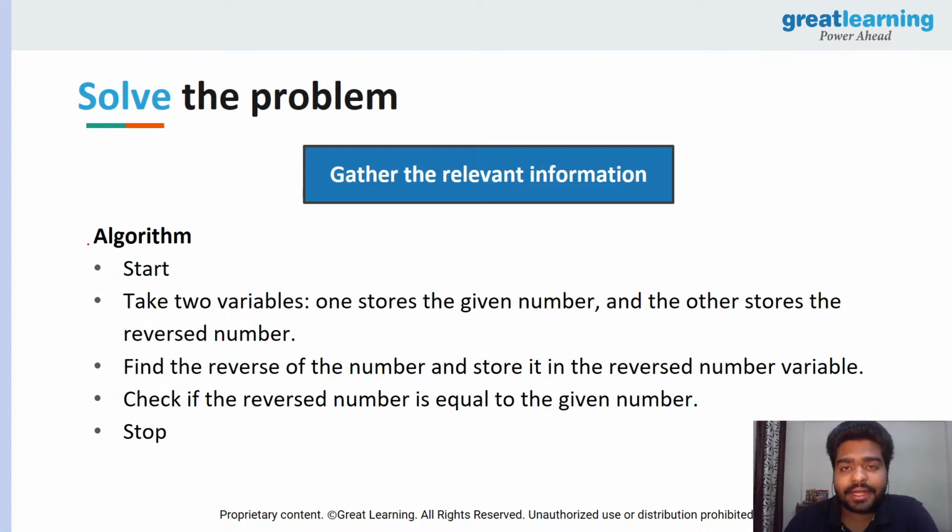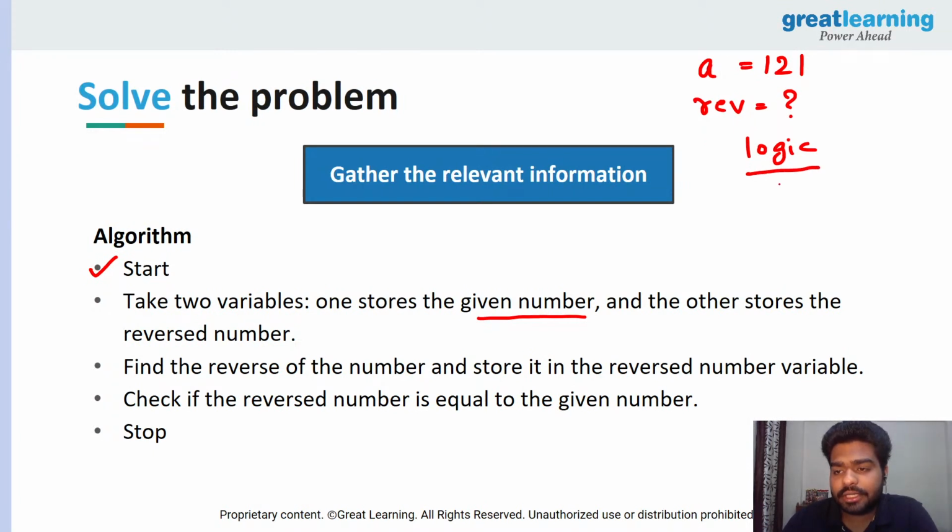We are writing the algorithm. The first step is start. Second, take 2 variables. One stores the given number. Let's say I have taken A, and it stores the given number, and the other stores the reverse number. For the reverse number, I have to write the logic, right? I just can't get the reverse number directly. I have to write the logic for that.